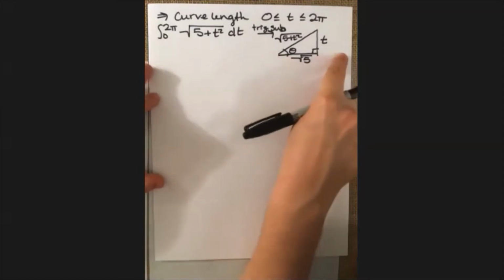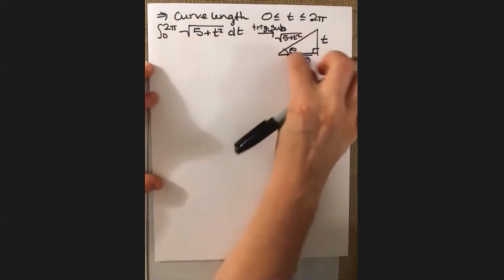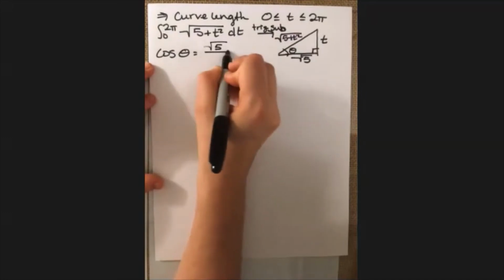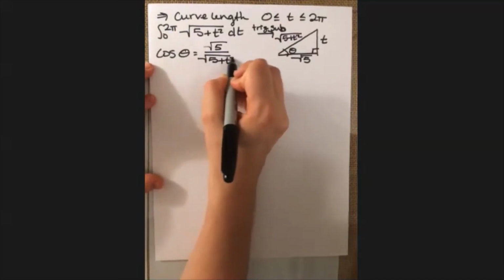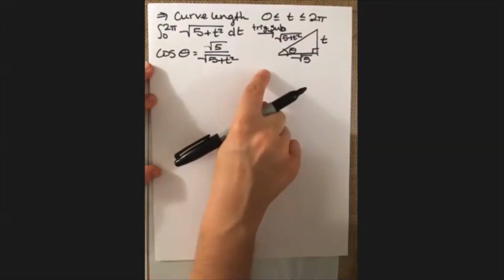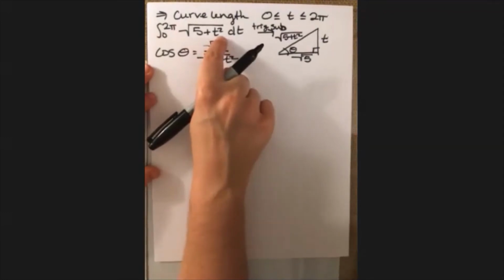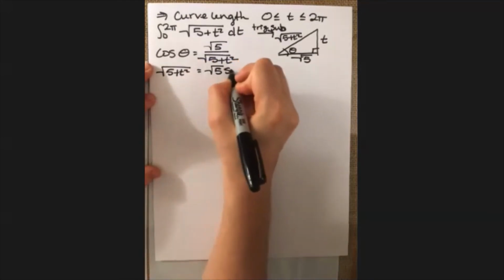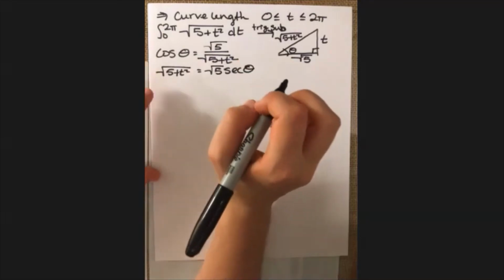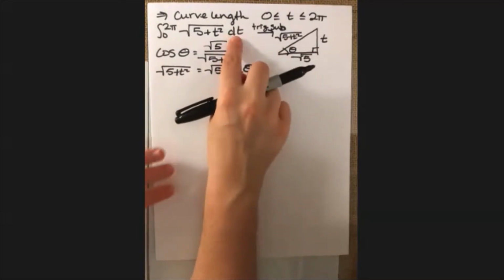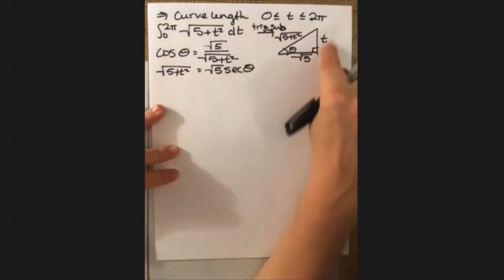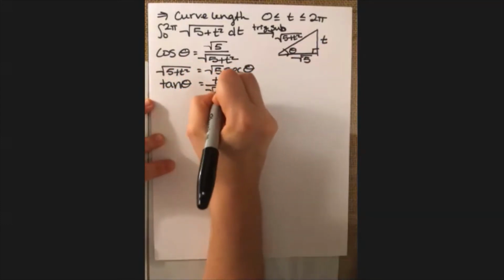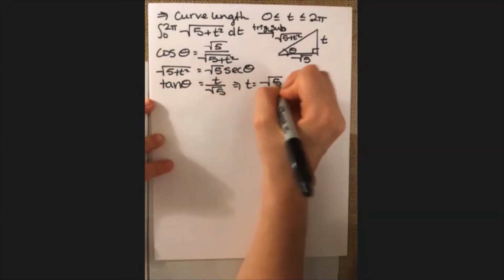And what this means then, setting up the triangle like this, is that we can say that cosine of this theta right here is equal to root 5 divided by the square root of 5 plus t squared. Rearranging this a little bit to figure out how to substitute something in for root 5 plus t squared, we get that root 5 plus t squared has to be equal to root 5 secant theta. And we also want to substitute something in for dt. If we look back here at our triangle, we see that tangent of theta is equal to t divided by root 5. So t is equal to root 5 tangent of theta.